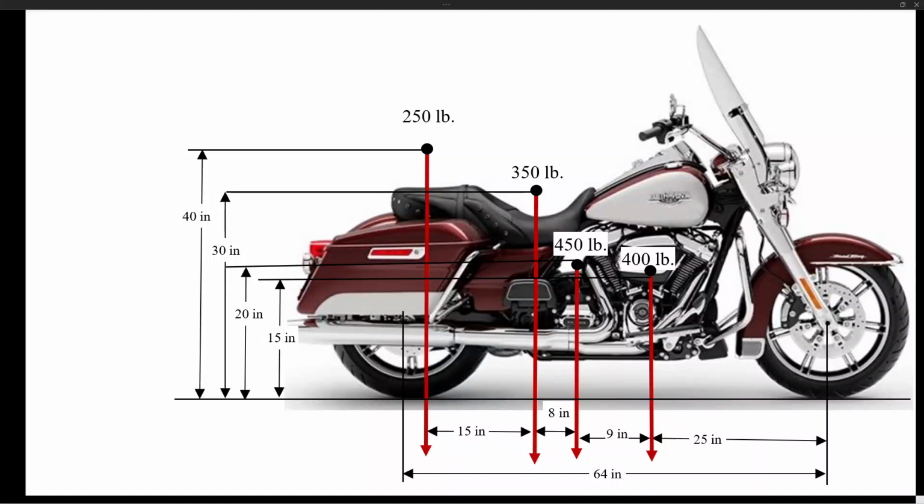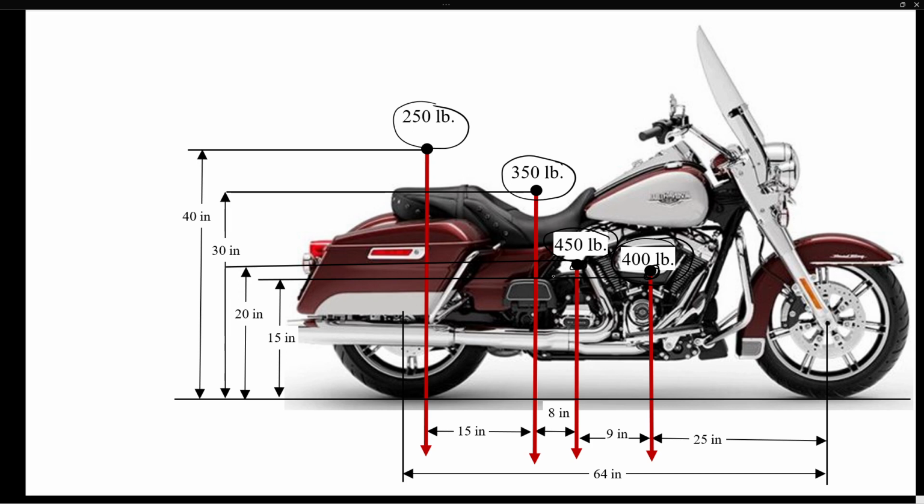How to find the center of gravity. Assuming this is a motorcycle, the engine and transmission weigh about 400 pounds and act somewhere here, and then everything else weighs 450 pounds and the center of that mass is right here. Then there is a 350 pound rider and a 250 pound passenger. So now we are combining all these four loads to find the center of gravity for this particular motorcycle.